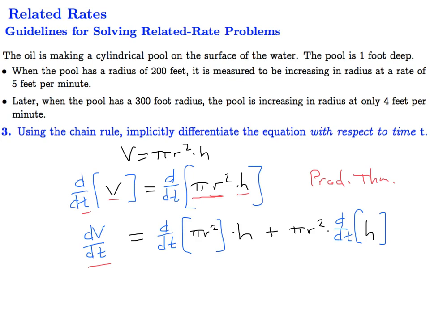So we can work through this derivative here, and we're going to get 2 pi r dr/dt times h plus pi r squared times dh, in blue of course, over dt. So this is our derivative. This is our equation that we can work with from now on.